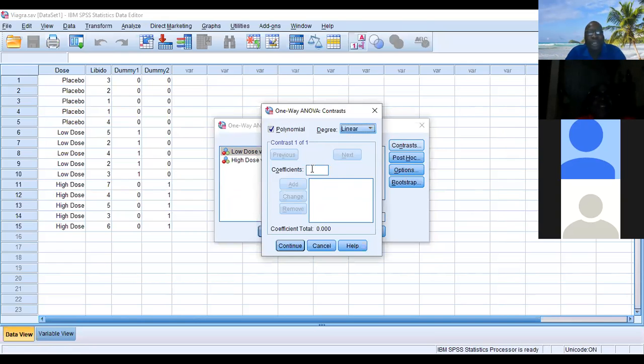So now, here I'll put in the coefficients. Contrast 1 of 1. Number 1 is the placebo, the way you code it. Wait, let me explain. The way we entered it, placebo is 1, low dose is 2, high dose is 3. You get it now?